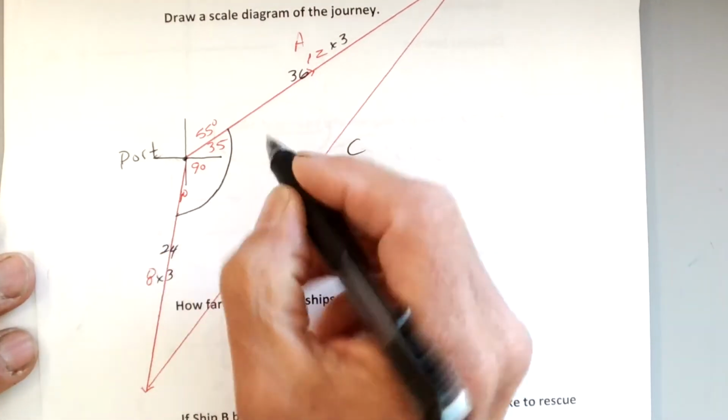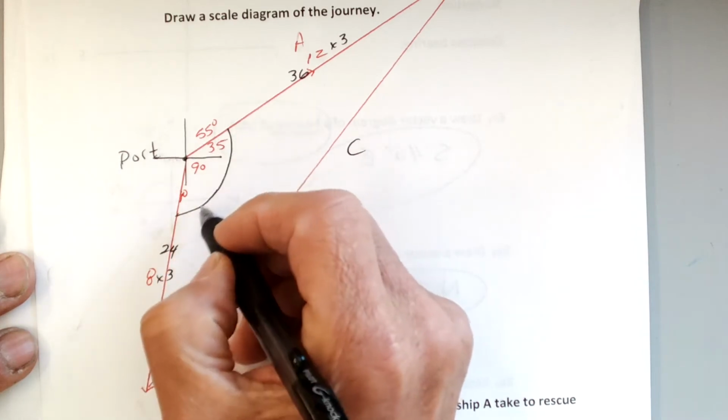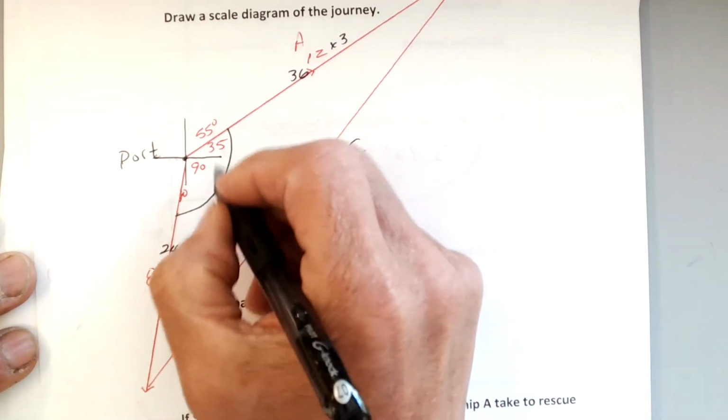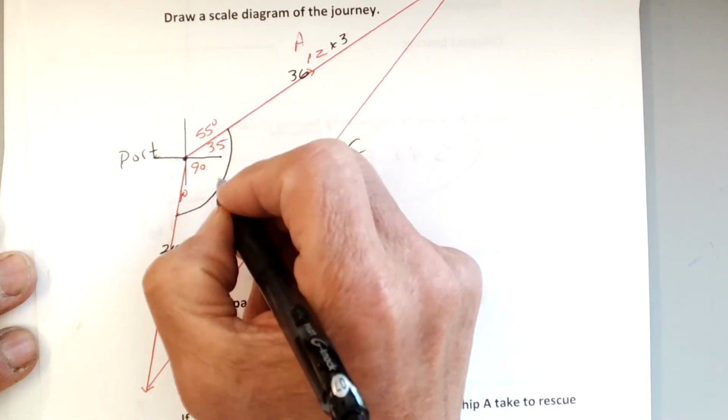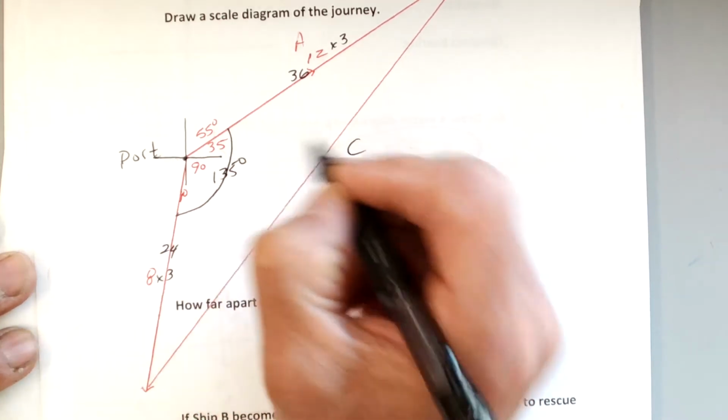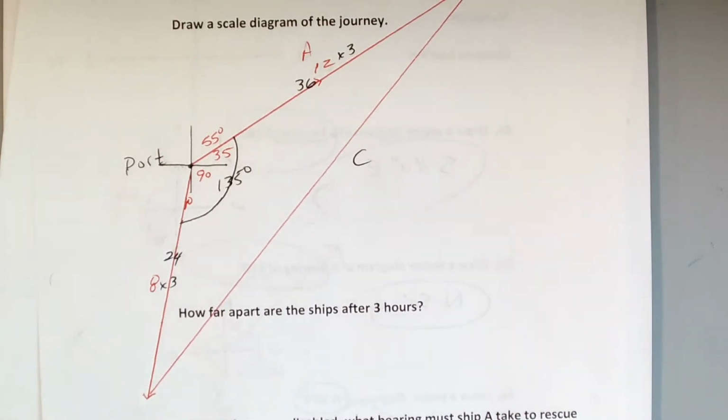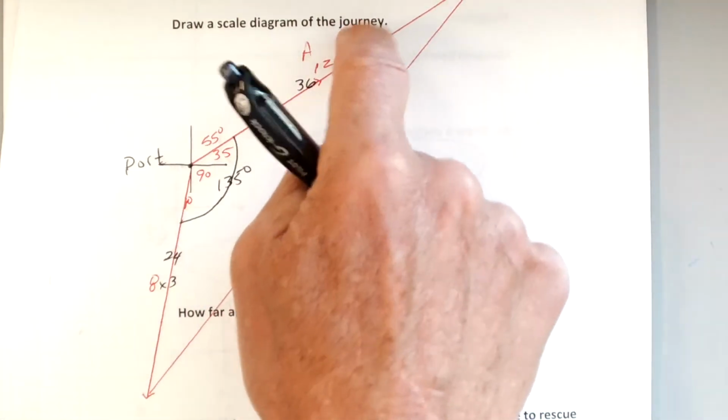Well, if I add this angle, I've got my 35, my 90, and my 10. Let's see, that's 135 degrees. And what I have is side, angle, side, right?